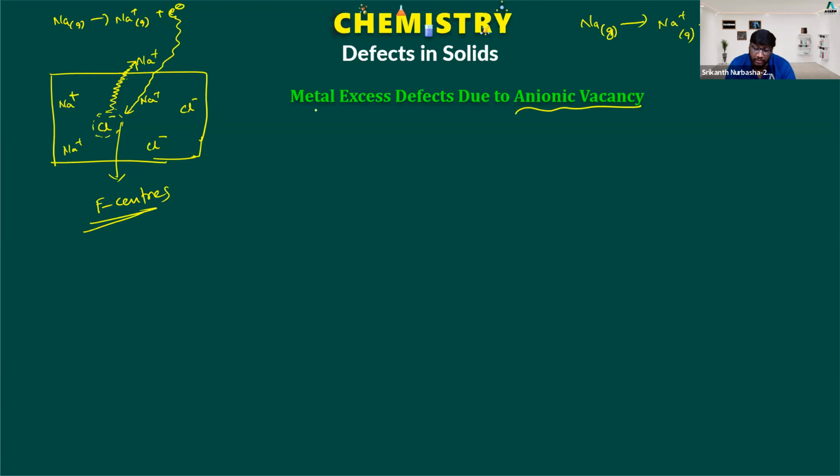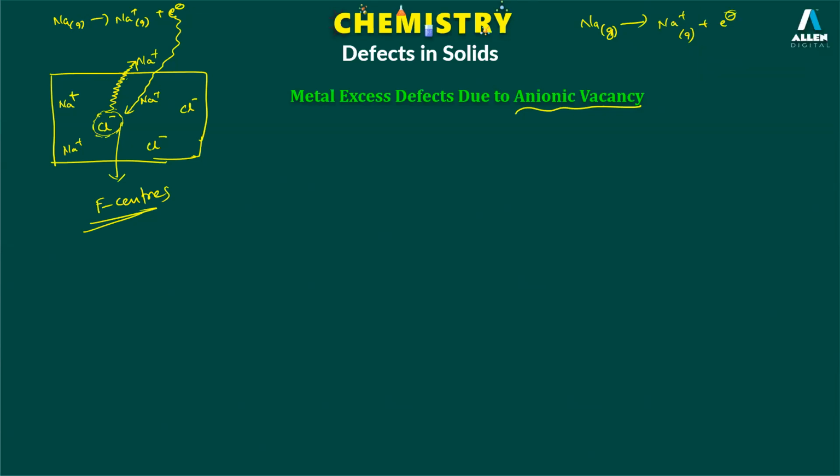Metal excess defect due to anionic vacancy. The anion has been vacated and that anionic position is now filled by an electron. Why is the anion vacated? Because the anion wants to develop new attraction with Na plus. So it went out of the crystal. Cl minus developed new electrostatic attraction with Na plus. At the original position, it has created the vacancy. That vacancy is occupied by the electron. So those electrons occupying the specific anionic vacancies are called F centers. And due to these F centers, the crystals will be colored. Are you getting these points or not?